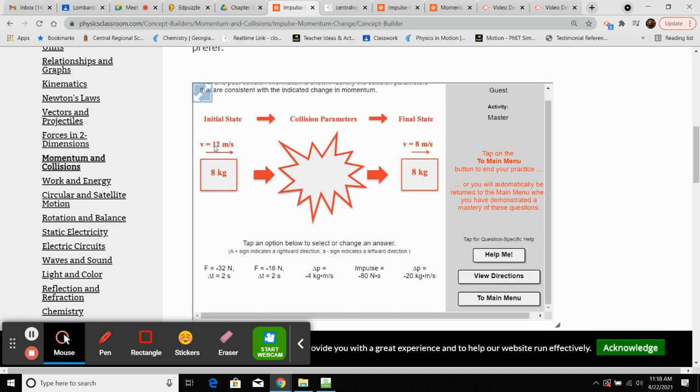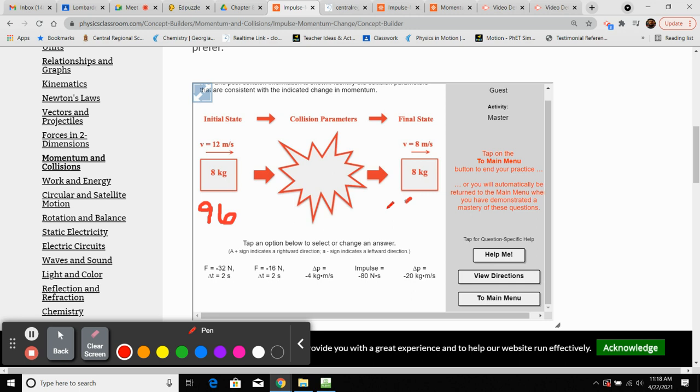Okay, so what's 12 times 8? 96. Okay, so we got 96 initial momentum. 8 times 8? 64. So what is my change in momentum? What's 96 minus 64? 32. So we need to look for something that's going to give me 32, but wait, we decreased it, so it's got to be a negative. Our momentum changed by negative 32. So which one would that be?